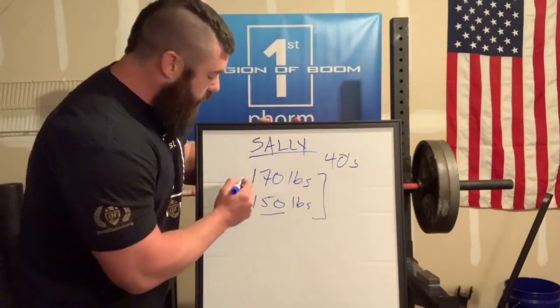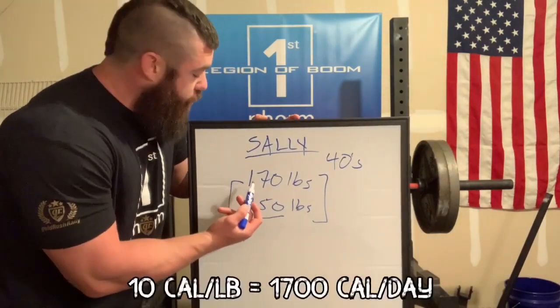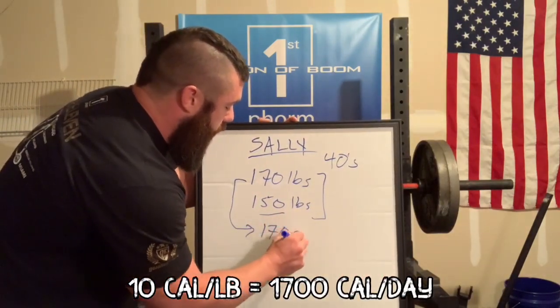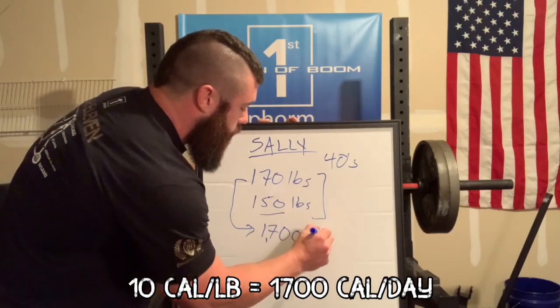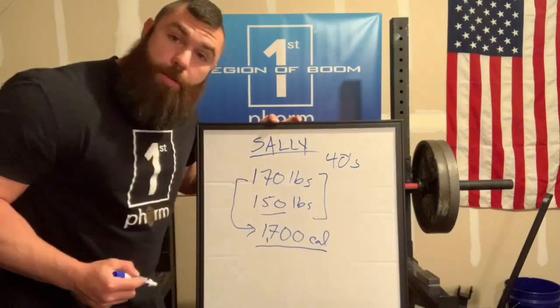But for Sally, let's say we want to start her at 10 calories per pound, and she weighs 170 pounds. So that's going to be 1,700 calories, okay? So 1,700 calories per day is our starting point for Sally.